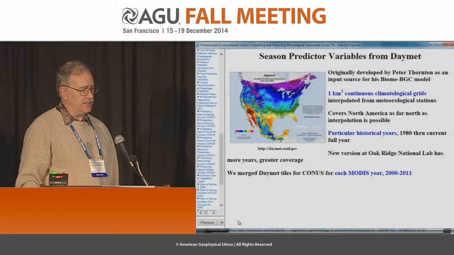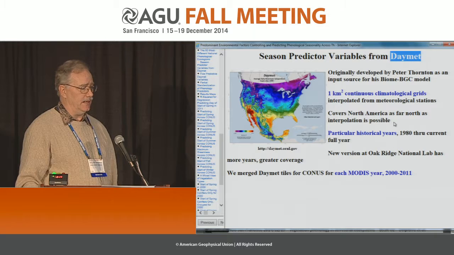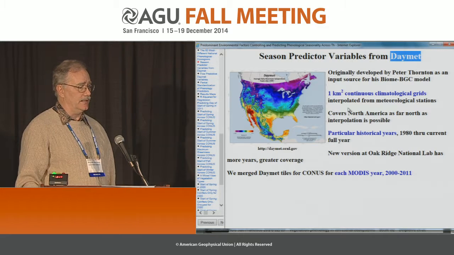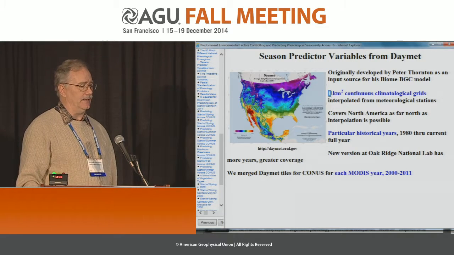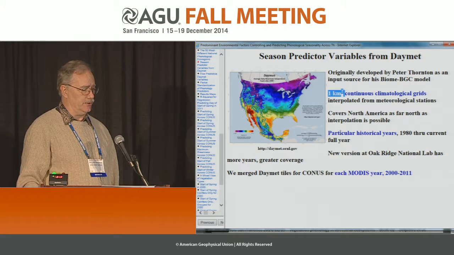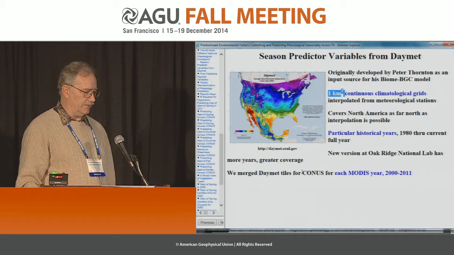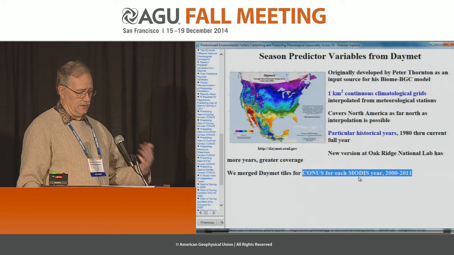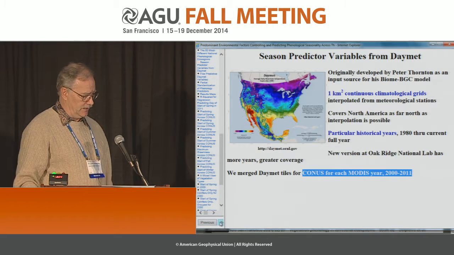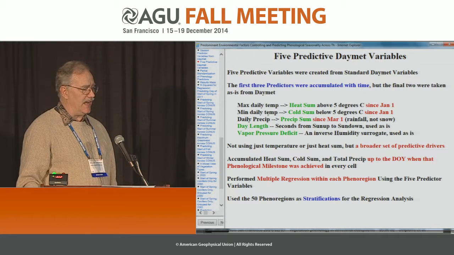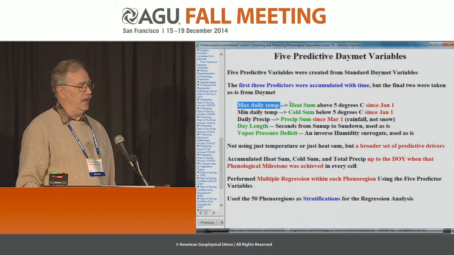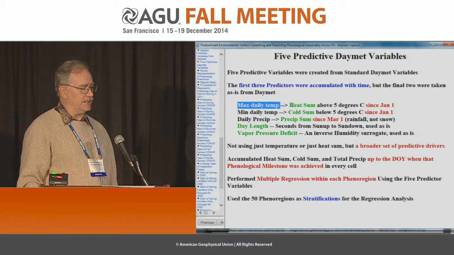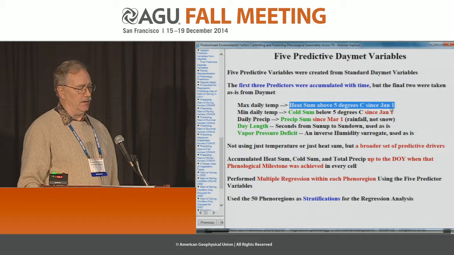Okay, where do we get our season predictor variables? We're using a new improved version of the DayMet data set. It's from Oak Ridge National Lab. It's interpolated climatic data at 1 square kilometer resolution, and we merge together the tiles from DayMet for the CONUS for each one of our MODIS years 2000 to 2011. And we're harvesting 5 different variables from DayMet. The first is maximum daily temperature, and we accumulate that into a heat sum above 5 degrees since January 1.